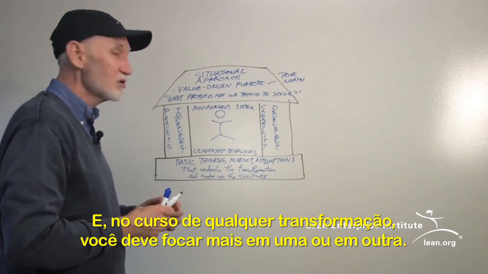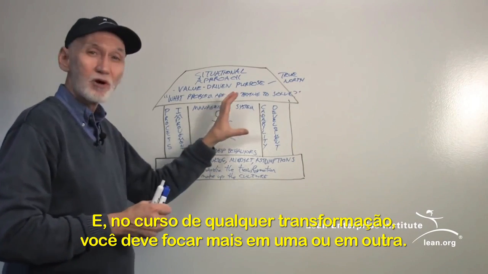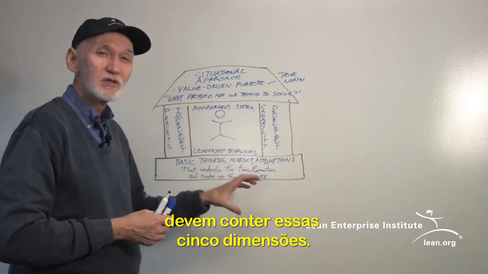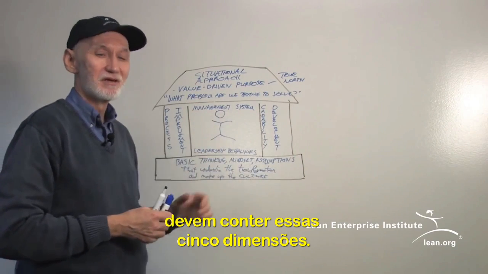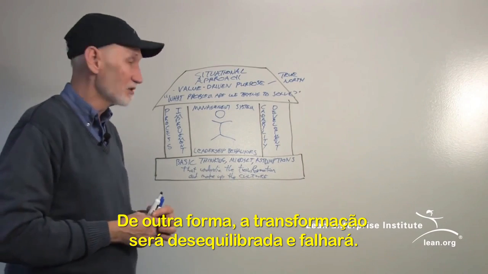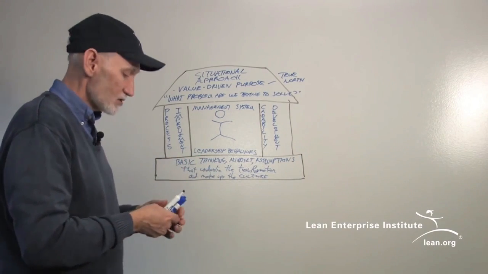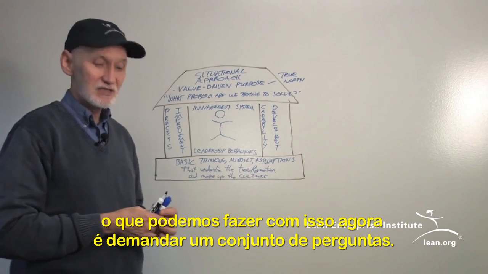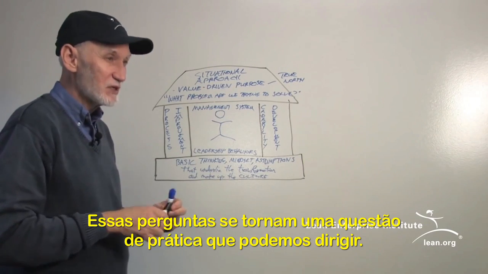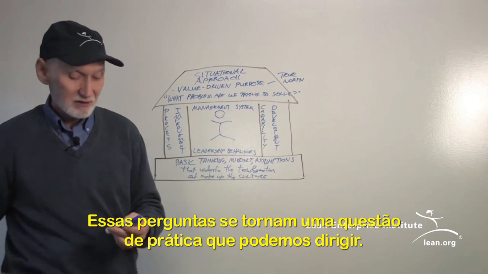And in the course of any transformation, you may focus more on one or the other. But what we've seen in successful transformations is that ultimately you must deal with these 5 dimensions. Otherwise, the transformation will be out of balance and it will fail. So what we can do with these now is actually turn them into a set of questions. Those questions become practical matters that we can address.